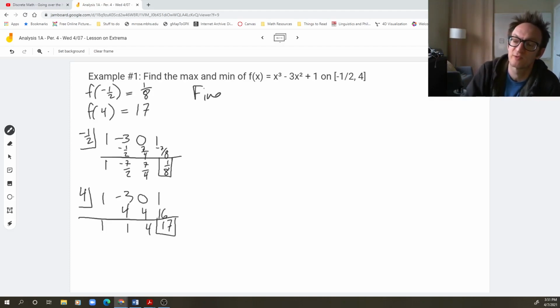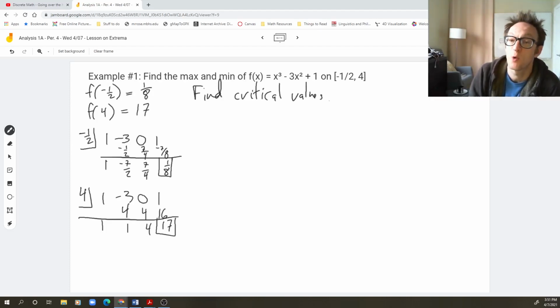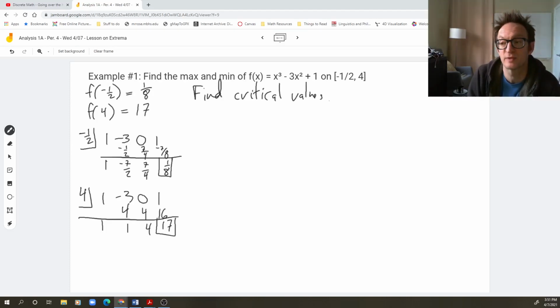Now we get to the second step, which is to find critical values, or critical points, people call them. What are critical points? They're places where the derivative is 0 or does not exist. Well, this is a polynomial, so the derivative is going to exist everywhere, and we only need to consider places where the derivative is 0.